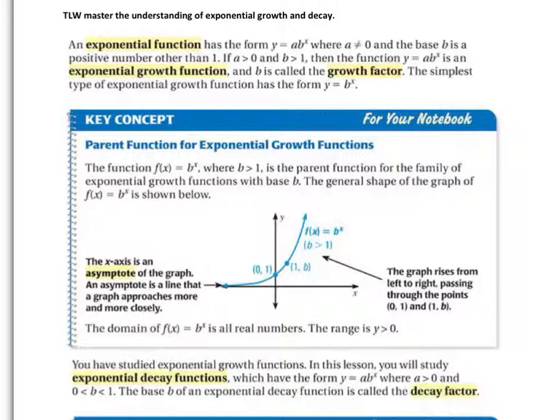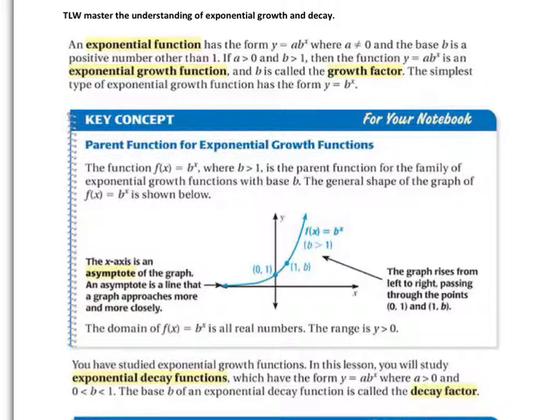Alright guys, today's goal: the learner will master the understanding of exponential growth and decay. An exponential function has the form y equals a times b to the x, where a cannot be 0, and the base b is a positive number other than 1. If a is greater than 0 and b is greater than 1, then the function y equals a times b to the x is an exponential growth function. And b is called the growth factor.